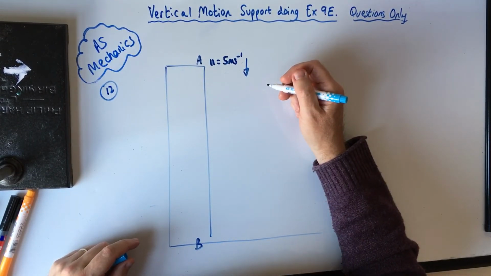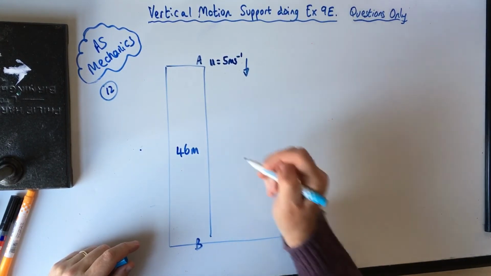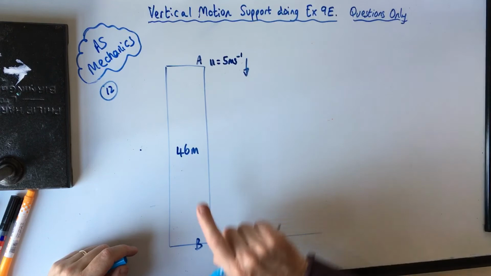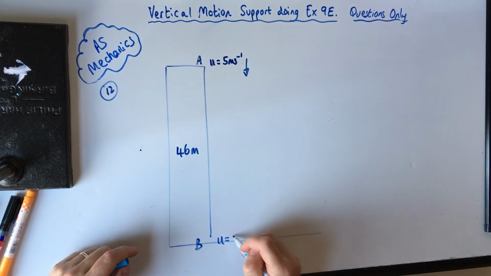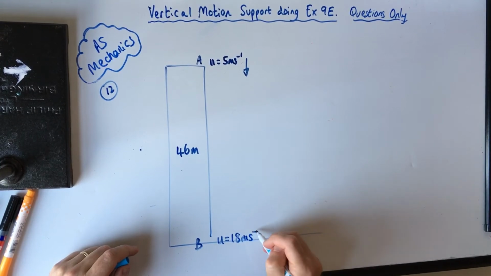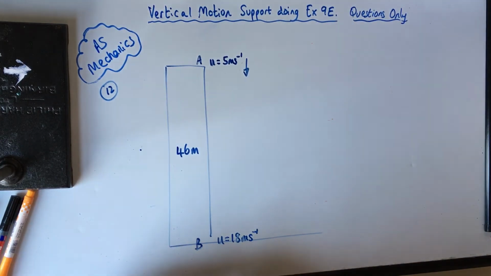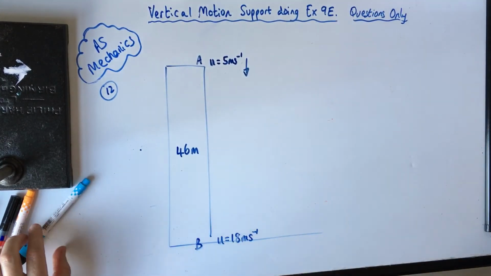From the top of the tower block, this is 46 meters. This tower block gives us that. At the same time, A is thrown down, and a ball is thrown vertically upwards with u equal to 18 meters per second. The balls collide. Find the distance from A where the balls collide.